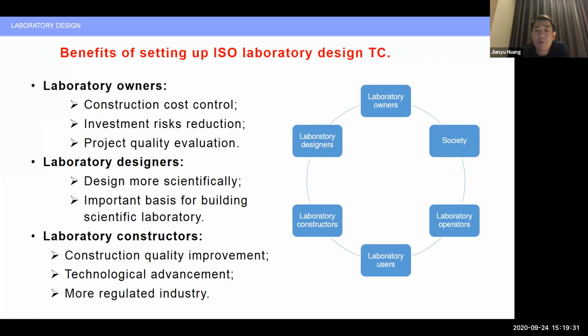Laboratory design TC will bring a lot of benefits for laboratory owners. It can help construction cost control, investment risk reduction, project quality evaluation. For laboratory designers, it can promote design more scientifically. It can be an important basis for building scientific laboratories. For laboratory constructors, it can help construction quality improvement, technological advancement, and a more regulated industry.